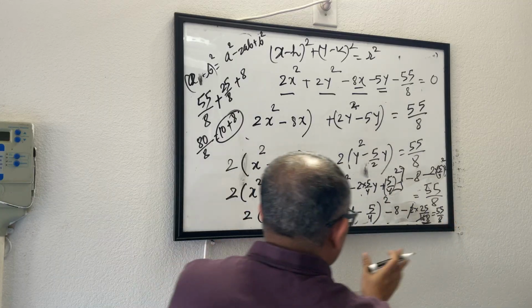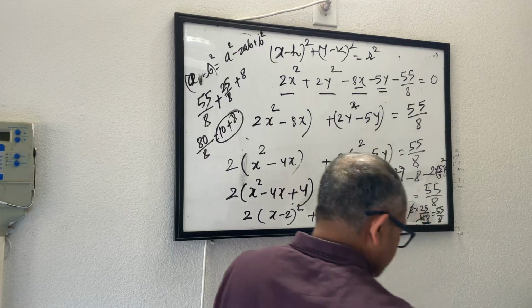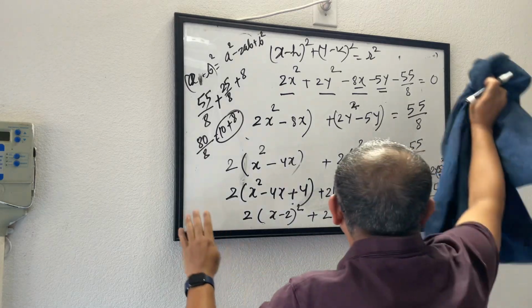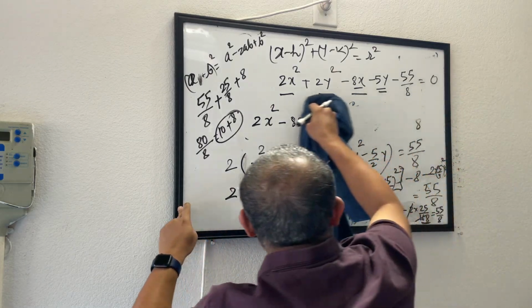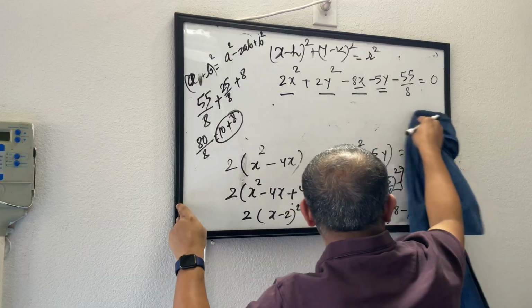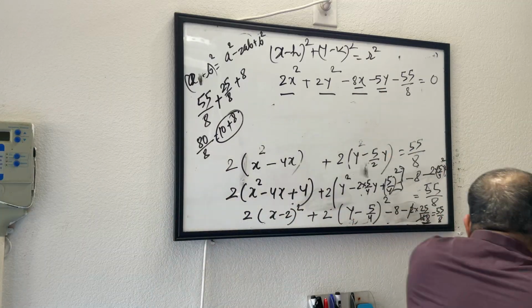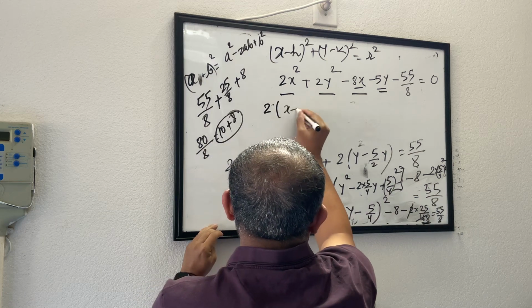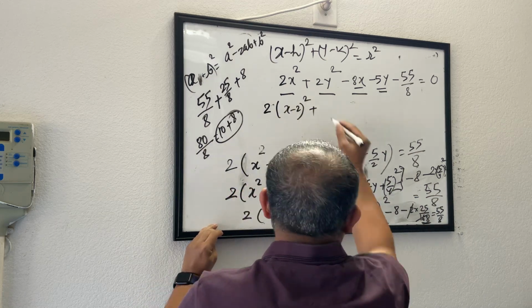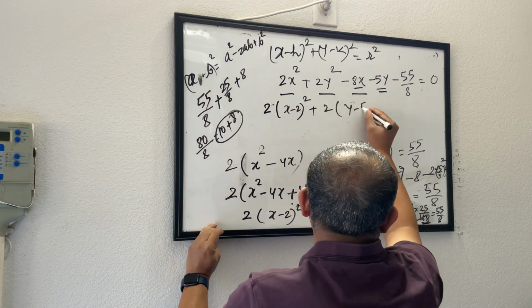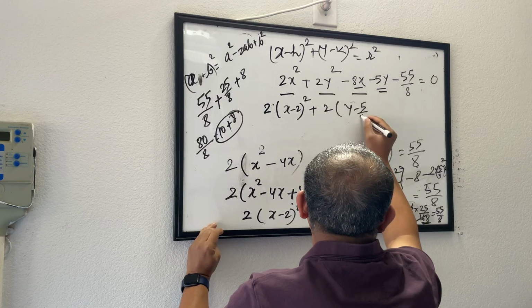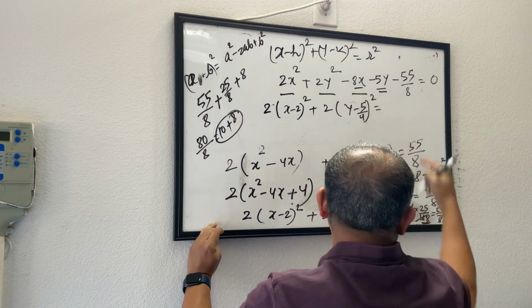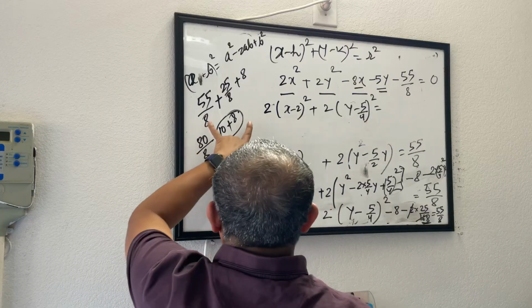So this became, okay, yeah. There is no real estate left here. Let me create some space here. So this whole equation became 2 times x minus 2 square plus 2 times y minus 5 over 4 square equal to 18.